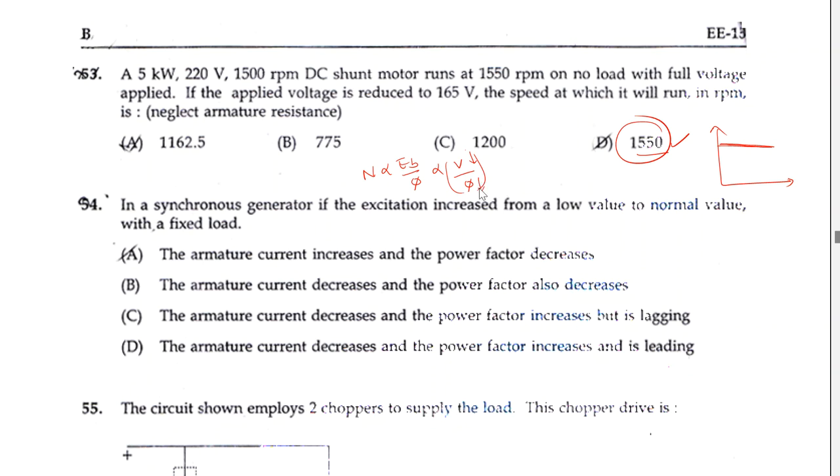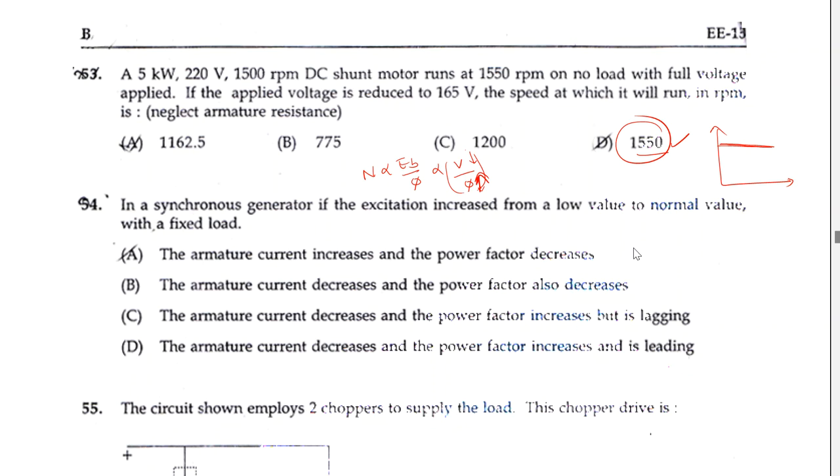Okay, so from this you can observe here. Next one, a synchronous generator, if the excitation is increased from the low value to normal value with a fixed load, then what will happen here? So this is the question that is asked from the synchronous machines from the V and inverted V curves here.